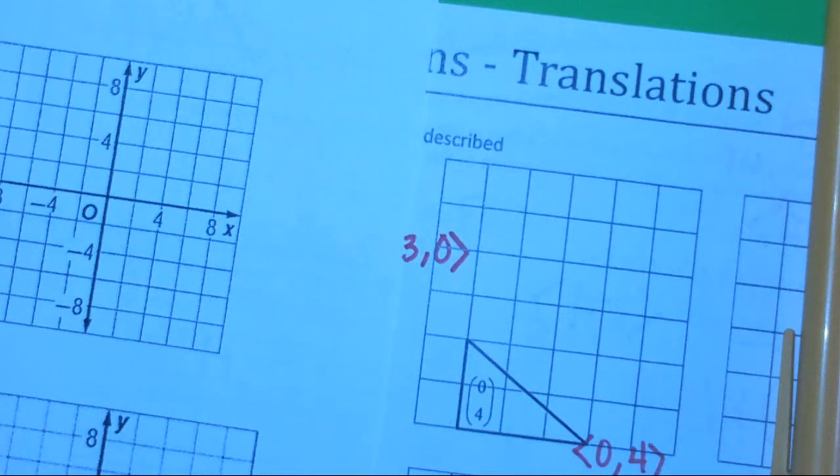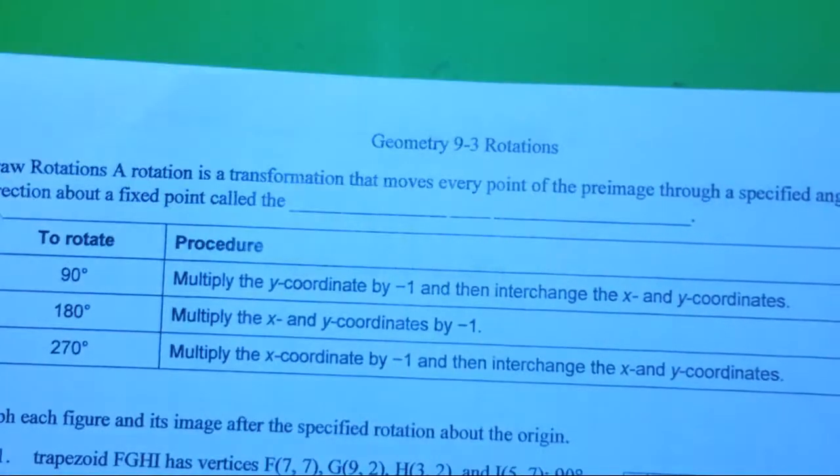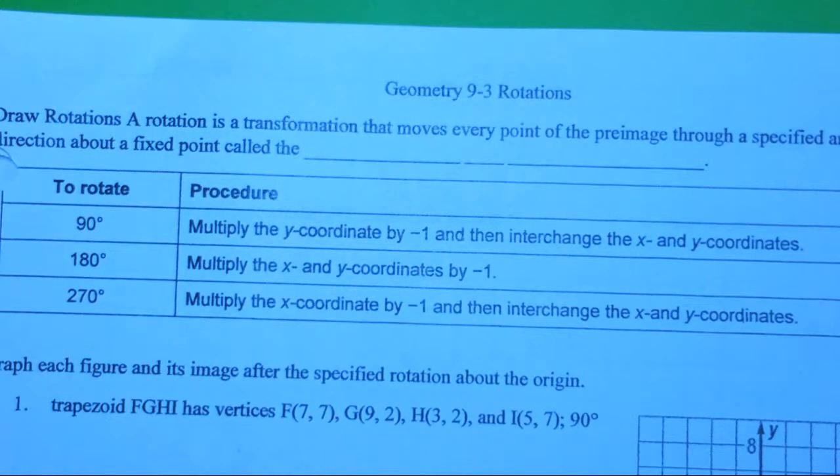I think reflections are actually the hardest. I think translations are the easiest, and rotations are about the medium. However, I say all that, and most people, if you're going to make a mistake, they make a mistake on rotations. Okay, so the reason people make a mistake on rotations is because they forget who to swap when. Sounds crazy, but it's true.